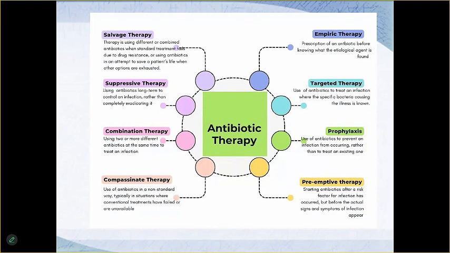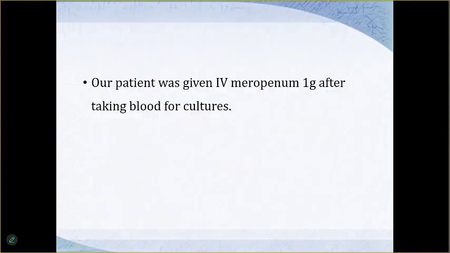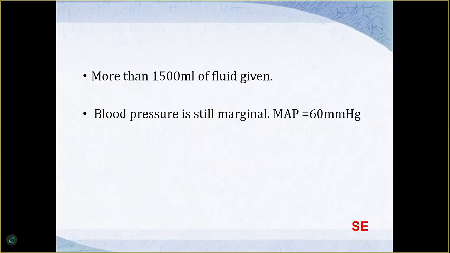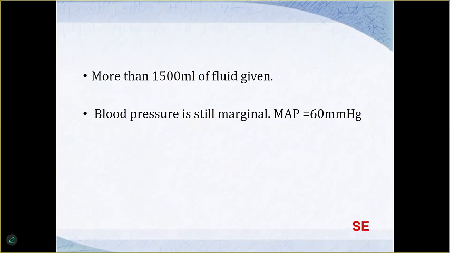So when things are moving to the other side, you are going to have combination and all sort of things. In this particular patient, salvage, right? And this is why we have started the IV meropenem, I believe, under your guidance. Okay. Again, the patient has had more than 1,500 ml of fluids given. Blood pressure is still very marginal, the mean is coming up to only about 60.